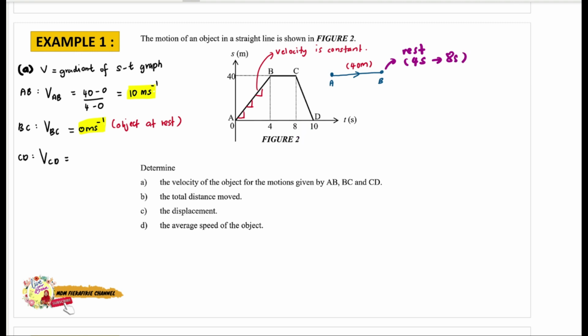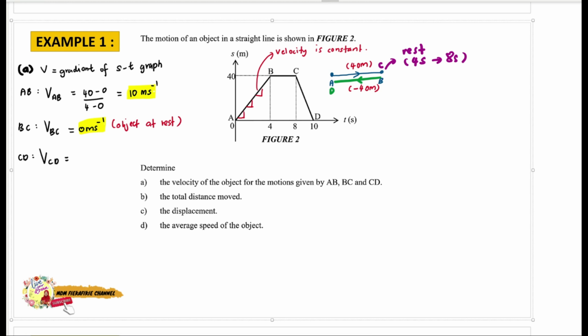And then what happens? We put point C here as well because it is resting. And then the object is moving backward until point D. Point D is the same point as point A earlier. So the value this time is negative 40 meter, because it returns to the point where it started.